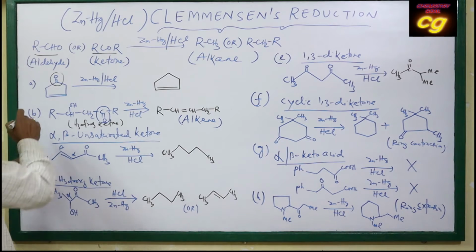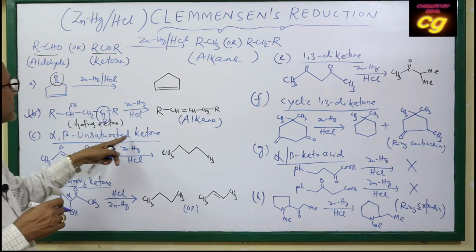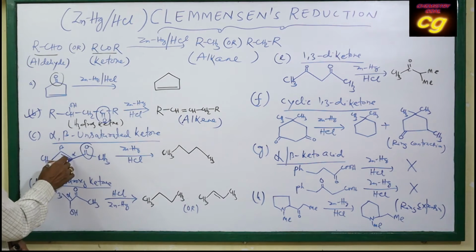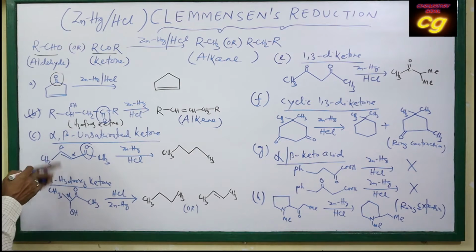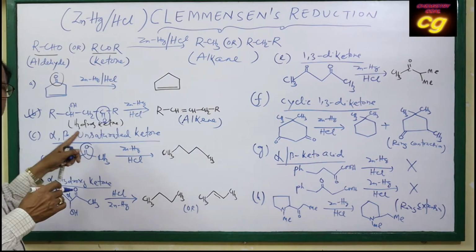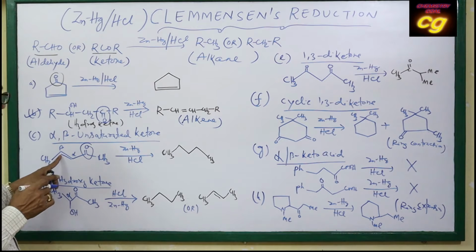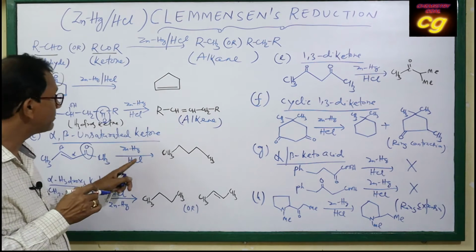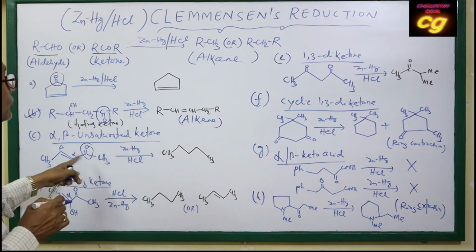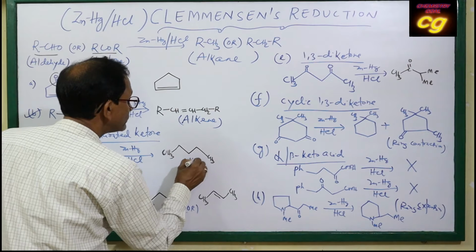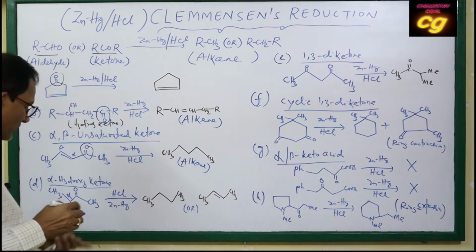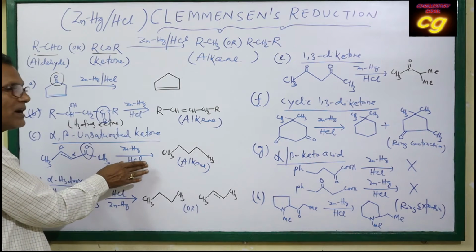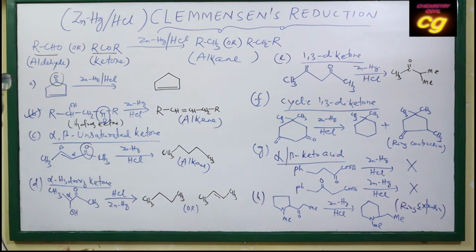Then the next part is, if an alpha beta unsaturated ketone is used, you see this is your ketone, and here the alpha position and beta position. In alpha beta unsaturation, the double bond is available at the alpha and beta position. So when an alpha beta unsaturated ketone is reduced by zinc amalgam and concentrated HCl, it converts to the corresponding alkane. This is very important. You have to remember this.